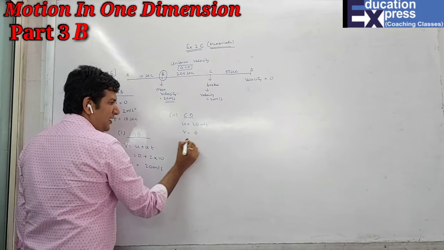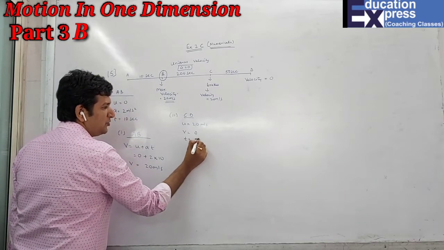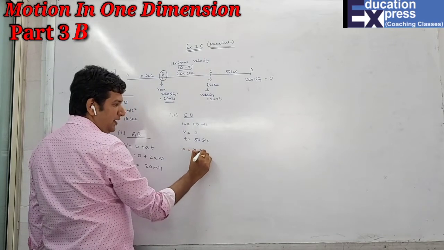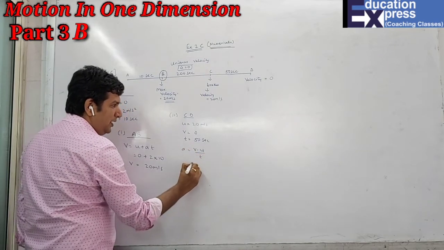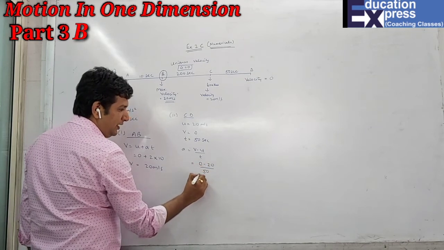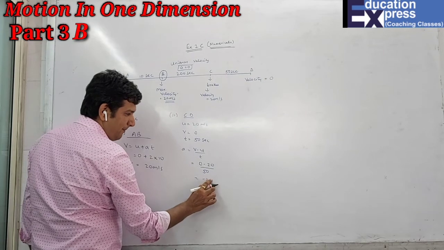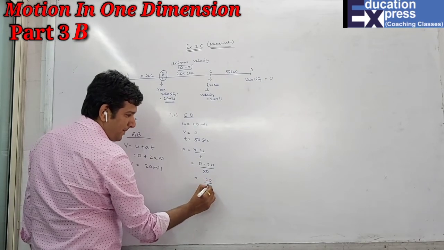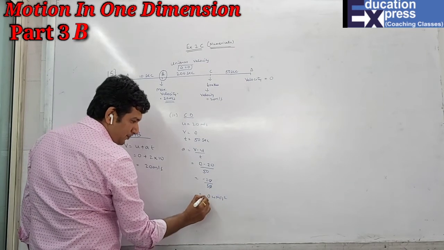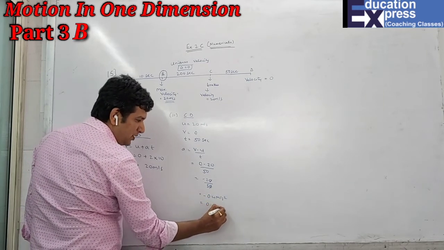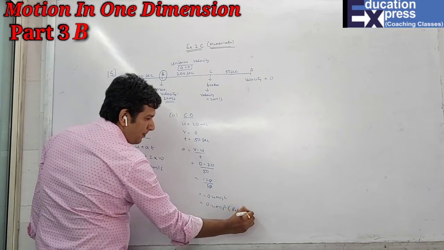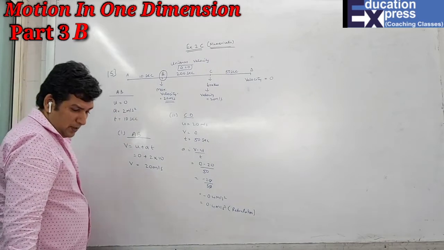Now they asked me retardation and time was 50 seconds. You all can see 50 seconds. So the acceleration is v minus u upon time. What is v? 0. U is 20. Time 50. So 0.4 meter per second square is the retardation.